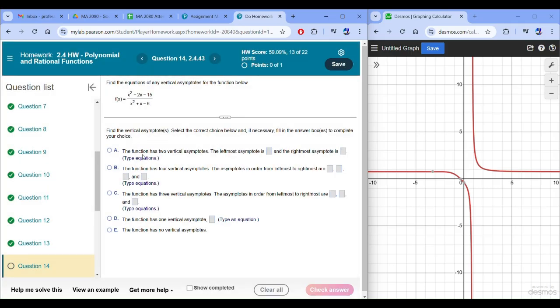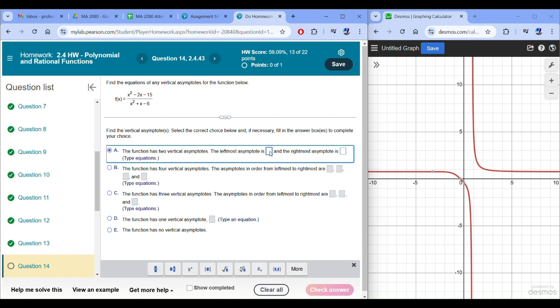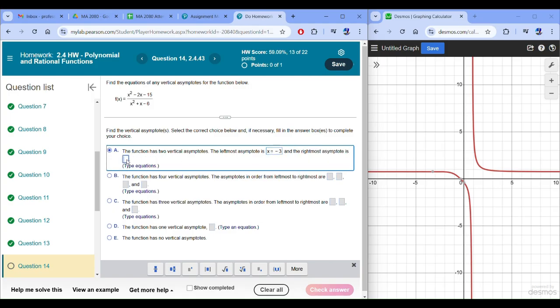Those are my equations. Here, so they have the same. We have a vertical asymptote at y equals 1, and the horizontal is going to be at x equals, what is that, 3 and 2? So positive 3, negative 2, so it should be at positive 2, negative 3. Has two vertical asymptotes. The leftmost is x equals negative 3, and the right one is x equals 2.